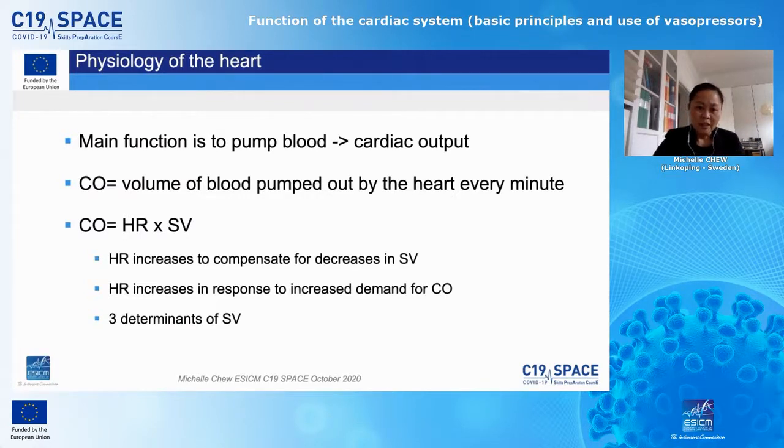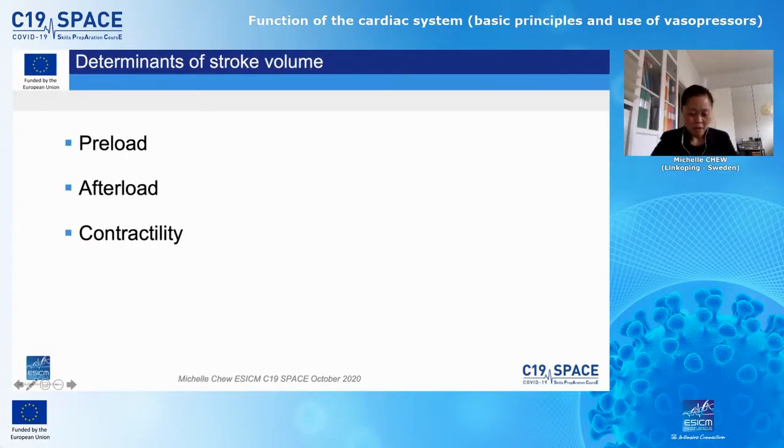The other way to increase cardiac output, of course, apart from heart rate, is to increase the stroke volume. And here I want to talk about three main concepts, and that is preload, afterload, and contractility, the three major determinants of stroke volume.